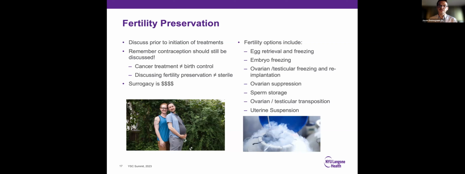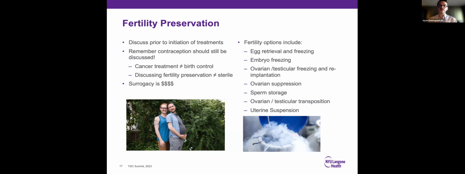Remember that contraception should still be discussed. Do not assume that because a patient is of a certain identity that they are not at risk of becoming pregnant. During cancer treatments, you really want them to be on birth control. And also, the barrier to care for family building for certain individuals can be expensive and includes surrogacy, which is extremely expensive. So just briefly discussing fertility options.